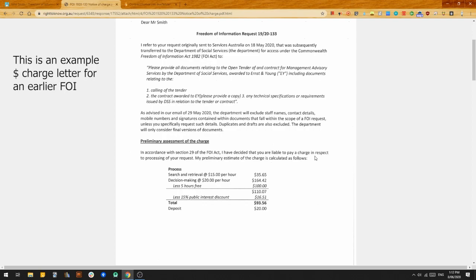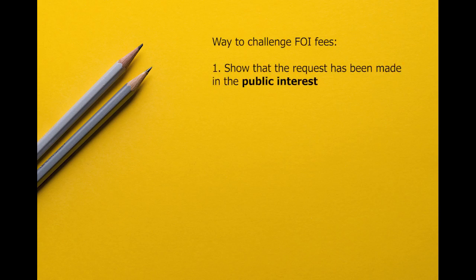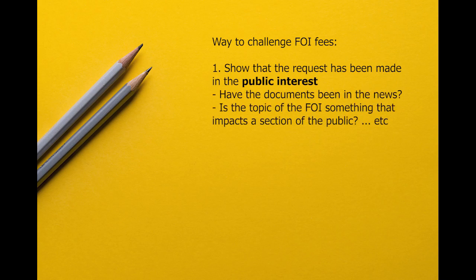So there are ways that you can challenge this fee. The first way is to argue that the request has been made in the public interest. So you might argue this one if the documents that you're requesting have some relationship with something that's been in the news or is important for the community at large, not just yourself. I've had mixed success with this approach. Sometimes departments will waive the fee, sometimes they'll just offer a 15% discount, which really doesn't seem like much of a discount for things that have been topical in the news. Unfortunately, it'll depend on the bureaucrat you're dealing with.